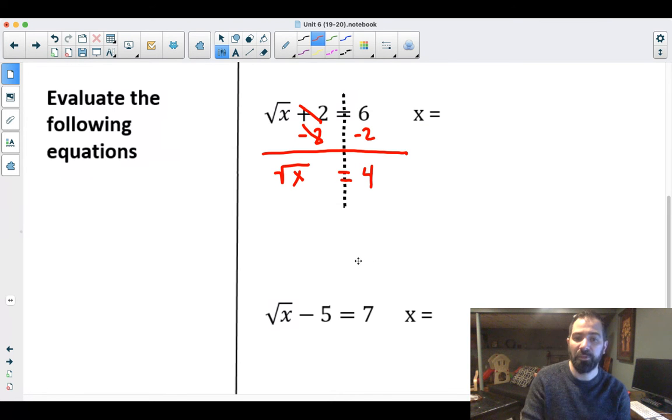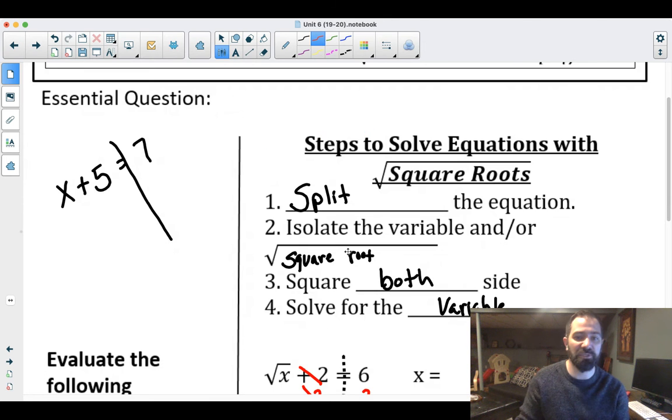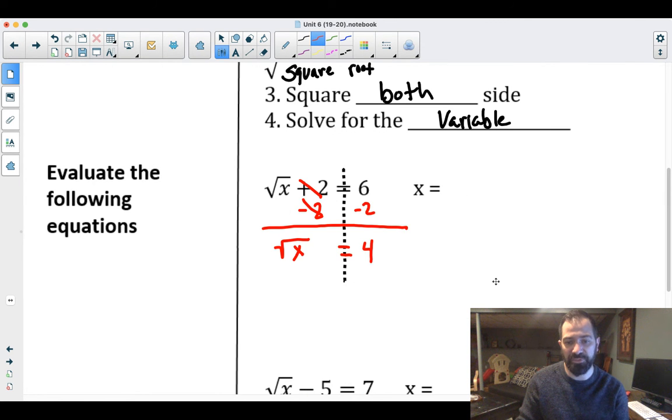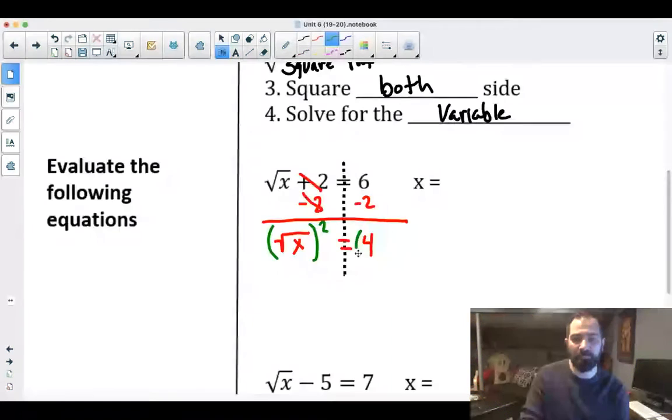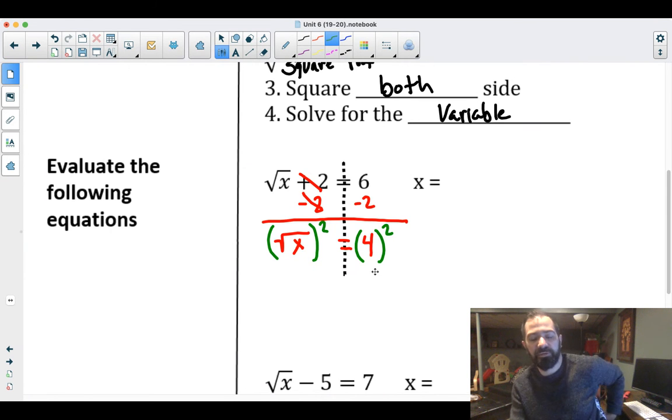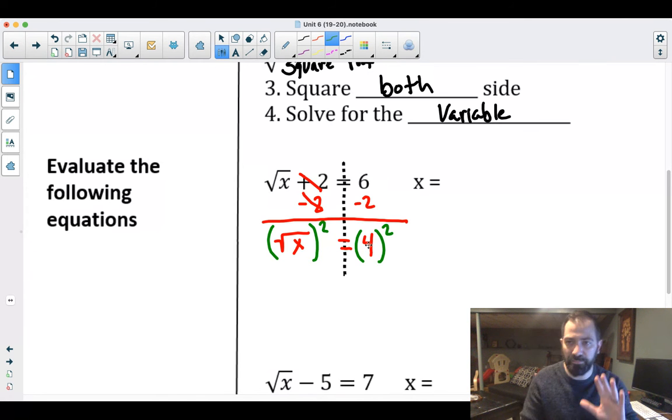Okay. Then step 3, which was square both sides. So what that looks like is we're going to put a little parenthesis around here, put a square up there, put a parenthesis around here, and square up there. I know that seems silly for that parenthesis over here because 4 squared and the parentheses around the 4 squared are the same, but just use them. You'll trust me for later on.